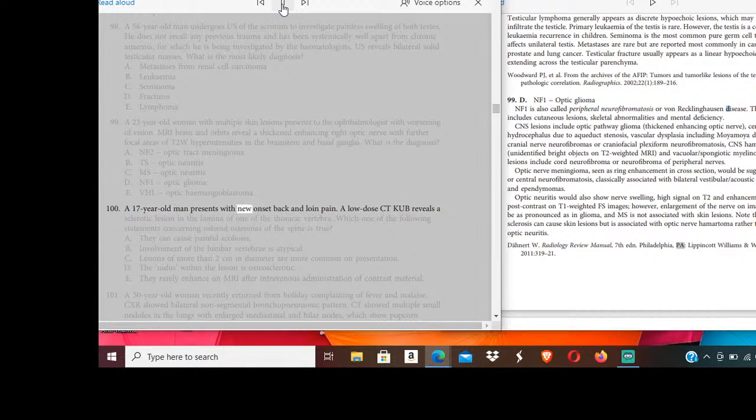A 17-year-old man presents with new onset back and loin pain. A low-dose CT KUB reveals a sclerotic lesion in the lamina of one of the thoracic vertebrae. Which one of the following statements concerning osteoid osteomas of the spine is true? A. They can cause painful scoliosis. B. Involvement of the lumbar vertebrae is atypical. C. Lesions of more than 2 cm in diameter are more common on presentation. D. The nidus within the lesion is osteosclerotic. E. They rarely enhance on MRI after intravenous administration of contrast material.